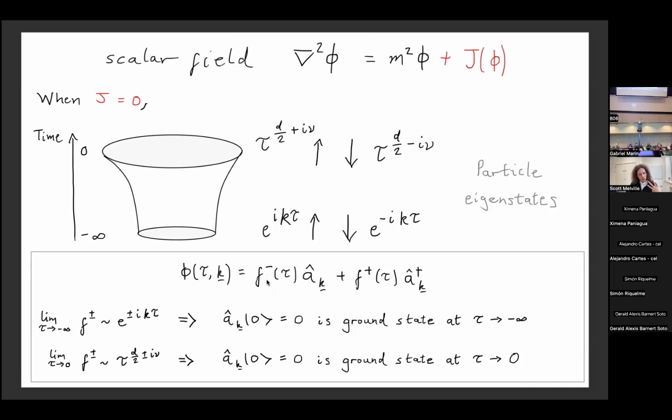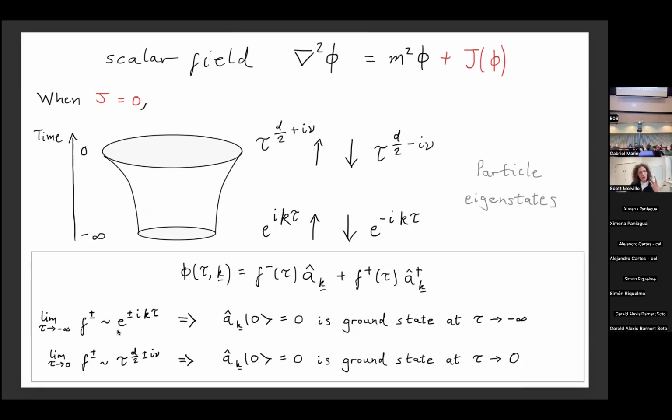Now, you're free to choose any mode function you like. F just needs to solve the equations of motion, but if I give different boundary conditions for F, if I choose different solutions to the equations of motion, then this will define for me different A and A dagger. It will define different annihilation and creation operators.